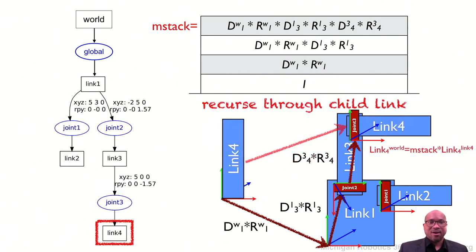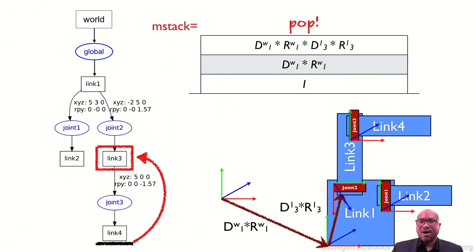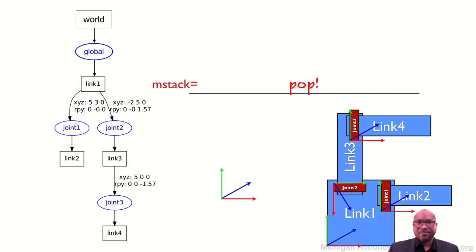That gives us the new coordinate frame where we can transform our last node, link 4, and multiply the vertices of link 4 by the top of the matrix stack to get our link 4 with respect to the world frame. Once we've done that, we've processed our last node, and so then we're going to pop back up. So we're going to pop, pop, pop, pop, and we're done.